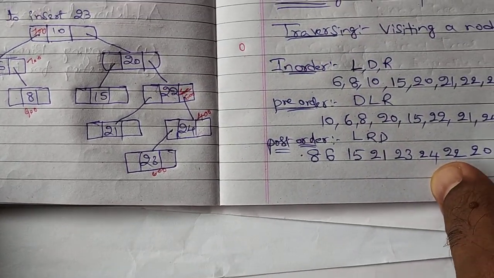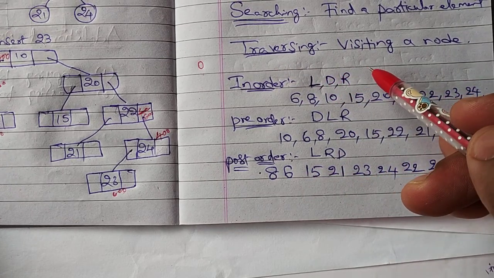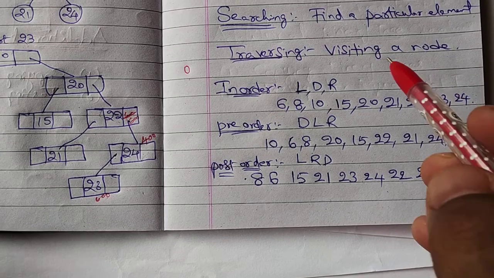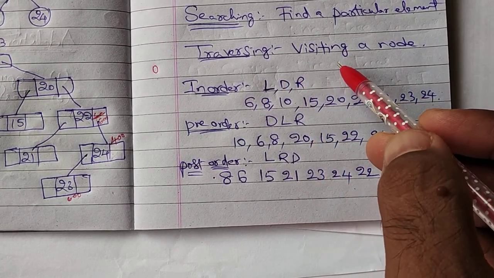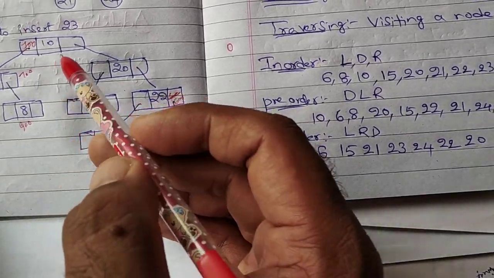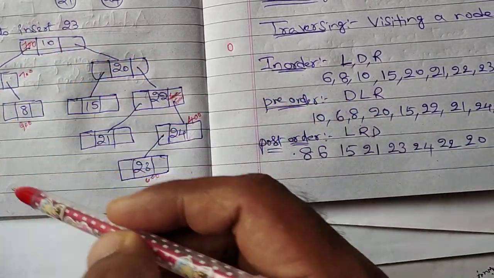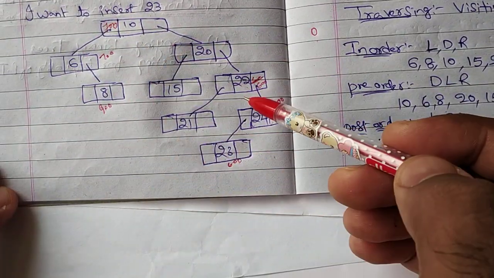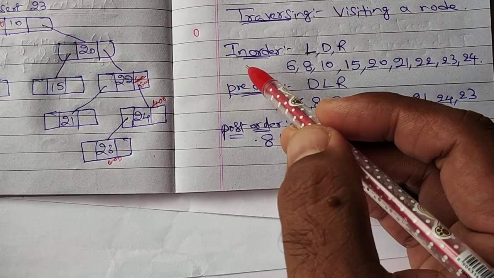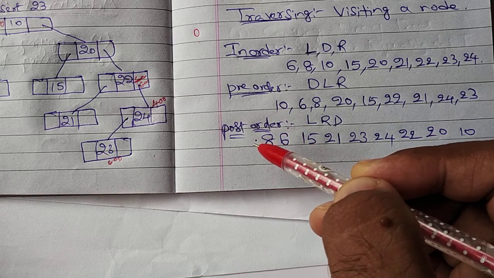Now next operation is traversing. Traversing means visiting a node. We want to visit all the nodes one time. But visiting the nodes has different types. One is in order, another one is pre-order, another one is post-order.